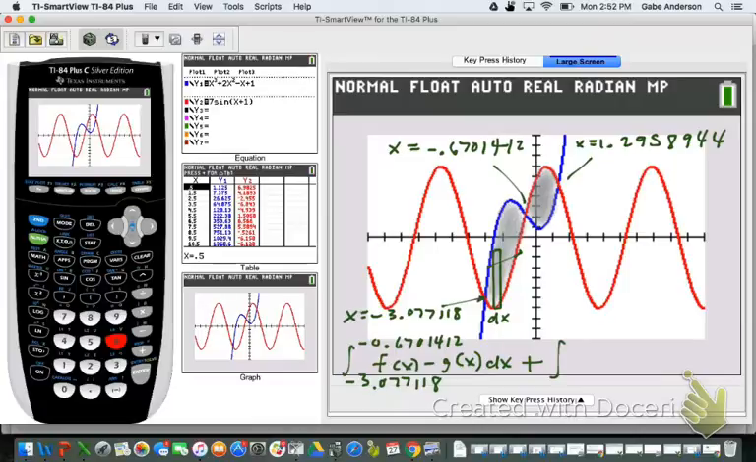What's going to be the lower limit? Like, where will we start accumulating for this other region? Wouldn't it be the same spot where we stopped on the other one? Yeah. So negative 0.67, yeah.